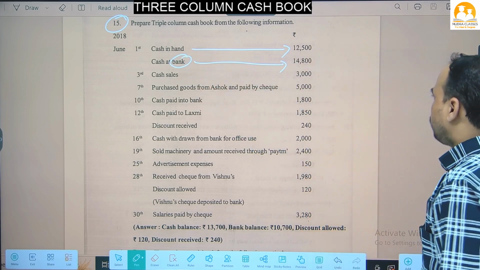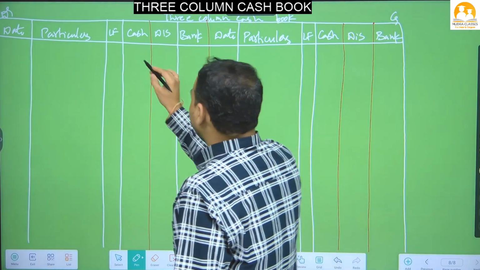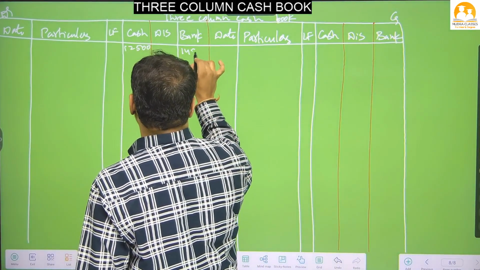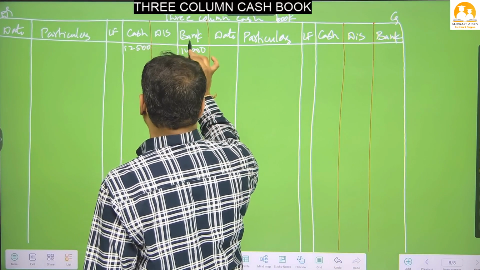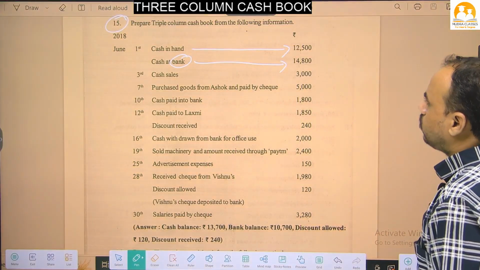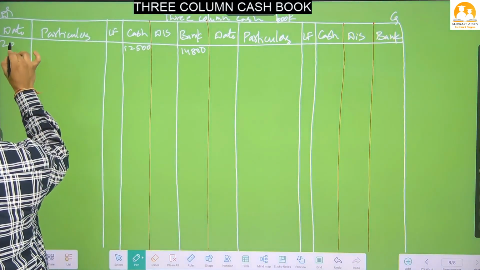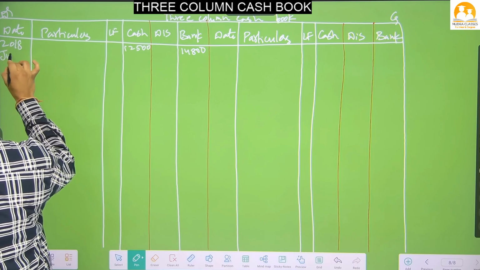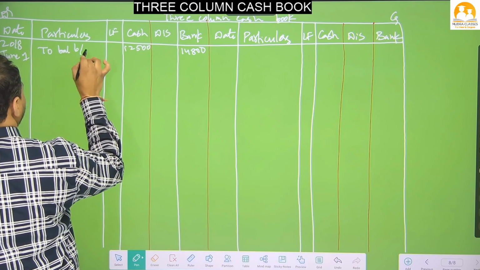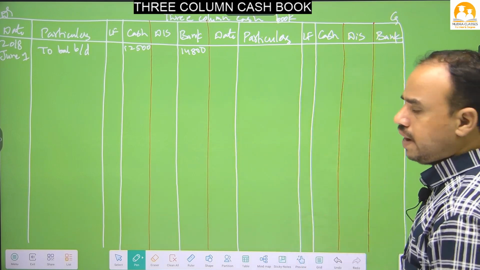Cash in hand how much given? 12,500 and 14,800. So 12,500 cash column and 14,800 bank column. So cash in hand write in cash column, cash at bank write in bank column. And what is the date given? 2018 June 1st. So debit side 2018 June 1st. Here we have to write 'to balance brought down'. So cash in hand write in cash column and cash at bank write in bank column, debit side.